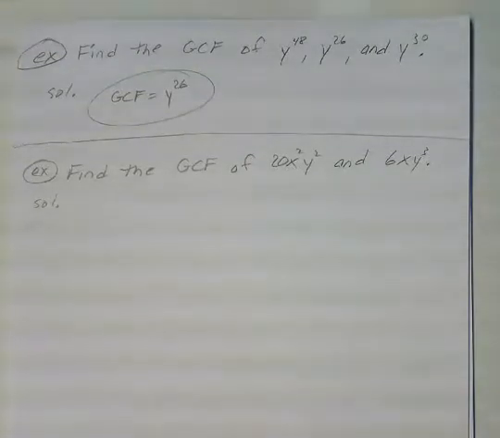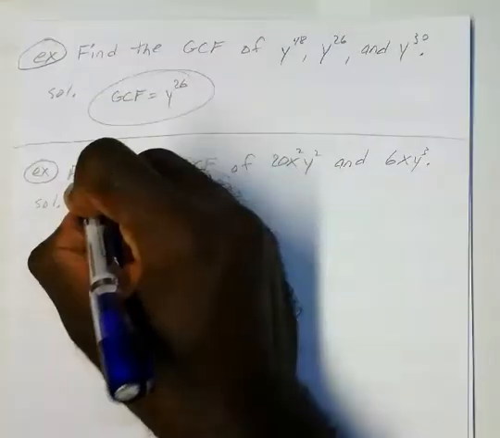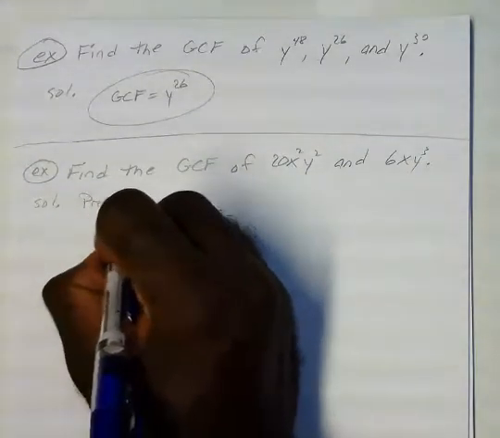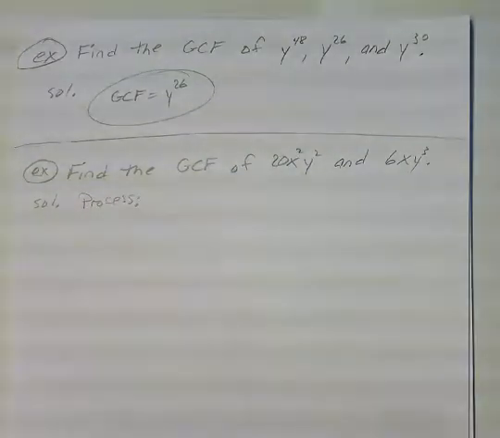Okay. So when you have more than one variable and you have numbers thrown in there, it's really the exact same thing. You just want to have a process. So the process you're going to follow, or if you have one of your own that works, you're more than welcome to use that one.